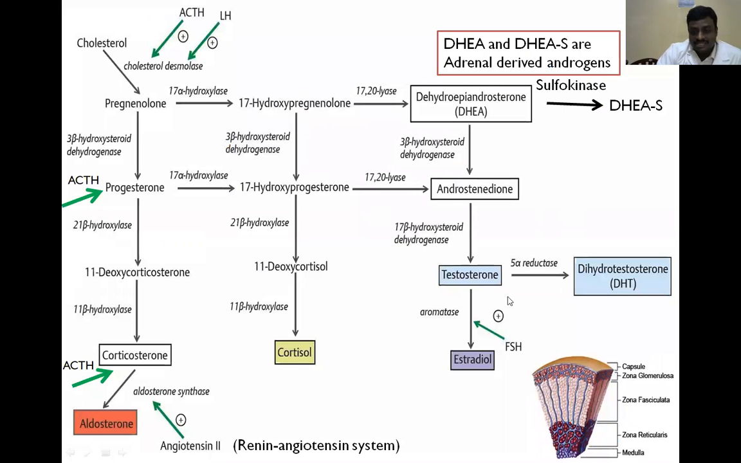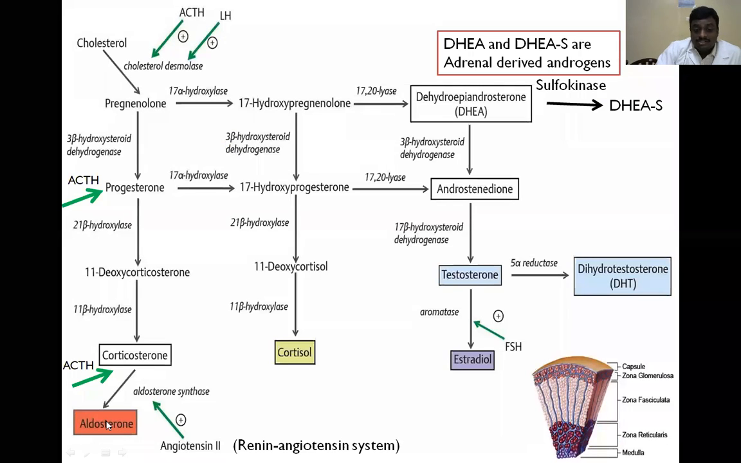So this is the complete cycle of how steroid hormones are produced in the adrenal gland. From the cholesterol, the primary product pregnenolone is produced. Then this pregnenolone is converted to the different hormones in the adrenal gland: aldosterone, cortisol, estradiol, dehydroepiandrosterone, and androstenedione. These are all hormones produced from pregnenolone.